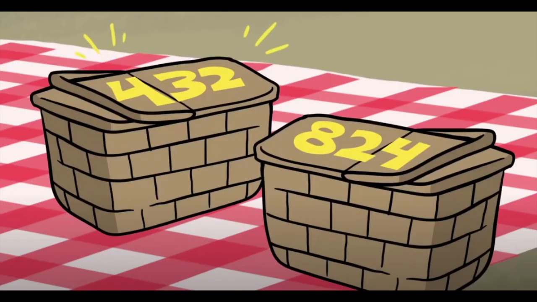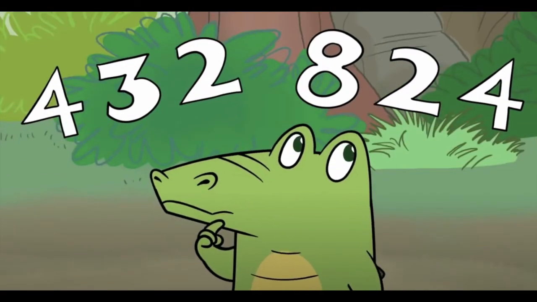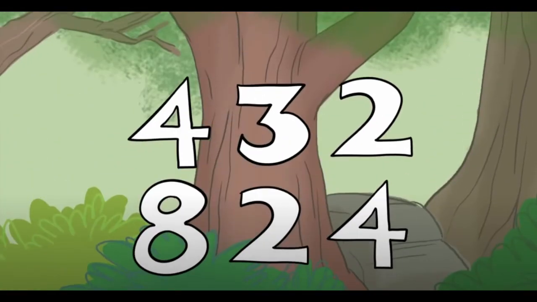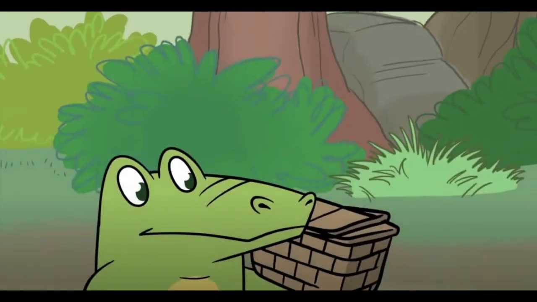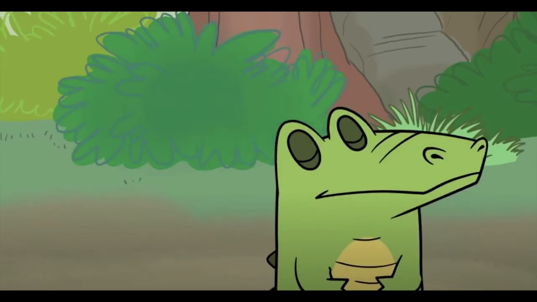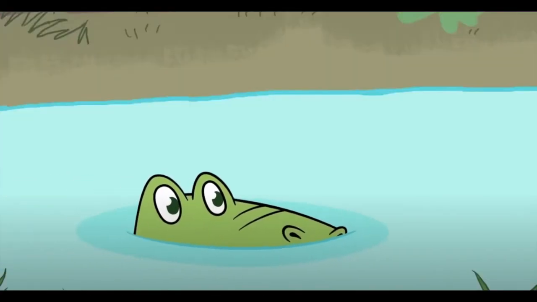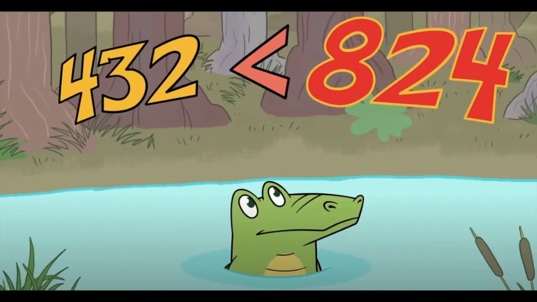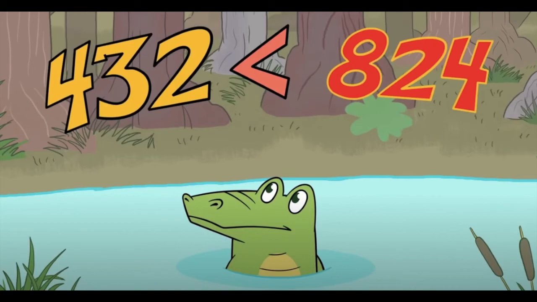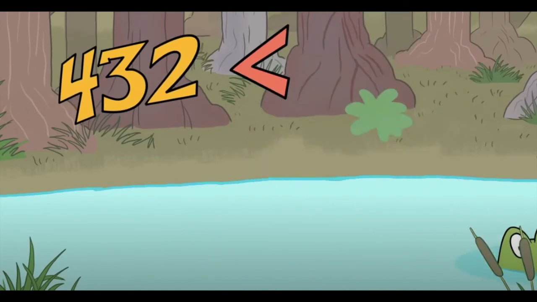For 132 and 824, the gator eats the one that's worth more. He looks at the place values from left to right. It's the greatest hundreds place, so he takes a big bite. The hungry alligator eats the number that is greater. The number that is least is never part of his feast.